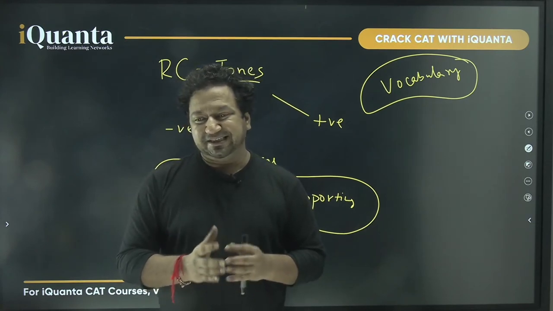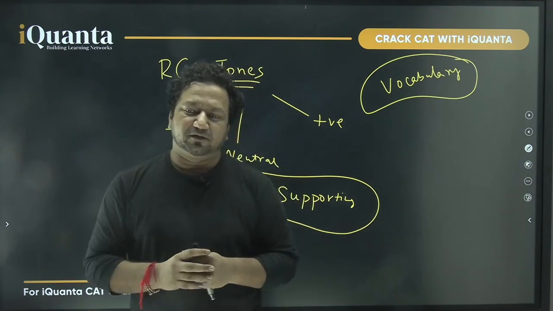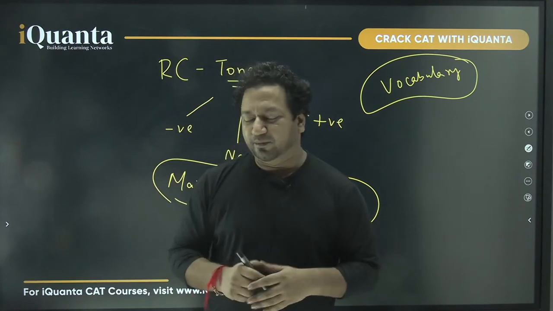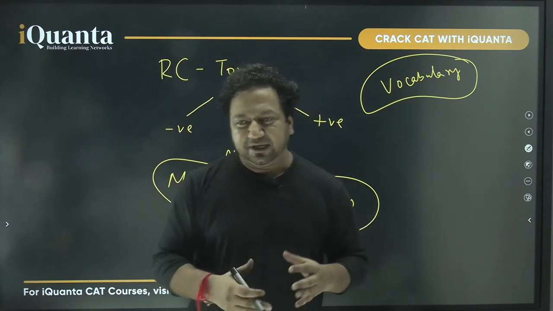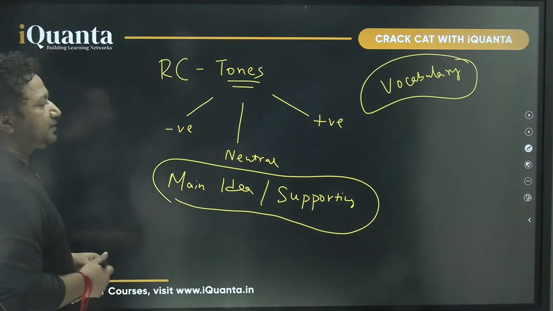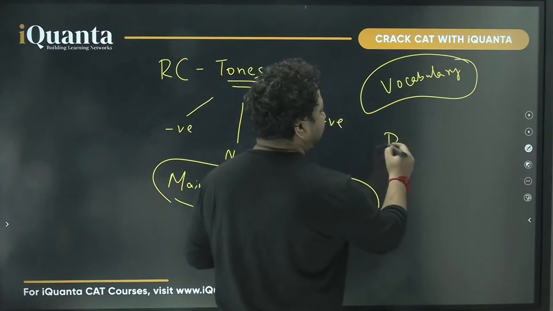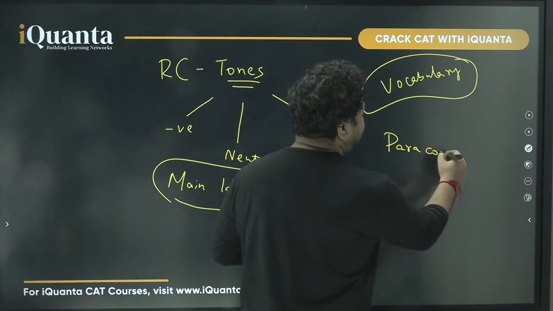So we'll be discussing some terms from sociology, from history, and from anthropology as well. That will be important. These are the foundation classes which will be helpful for you. And apart from that, there is a new thing which has come in CAT last year, and that is called para completion, or you can say fill in the blanks.